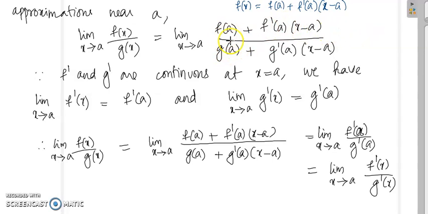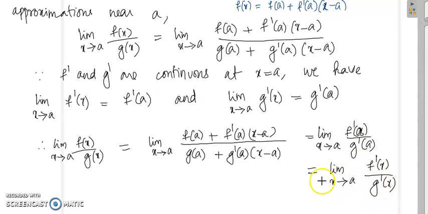So the first term will be 0, since f of a and g of a are 0, and in the second term x minus a will cancel off. So the remaining is limit x tends to a, f dash of a by g dash of a. Now this can be rewritten in the form limit x tends to a, f dash of x by g dash of x.